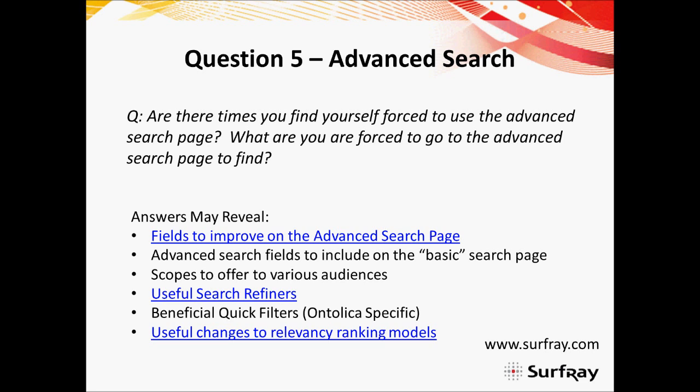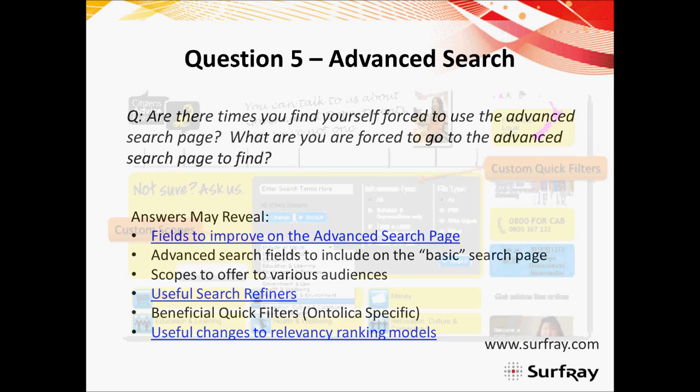Maybe there's search refiners. Maybe there's things that we can change within our relevancy model of SharePoint so that it actually ranks things more appropriately so people don't need to go to the advanced search page. A lot of different considerations around this. Again, these ones that have blue links here, we do have webinars all about this particular subject. So make sure to check out our full webinars all about how to work with relevancy ranking models, how to build advanced search pages out, how to build search refiners, because those are all subjects all on their own.